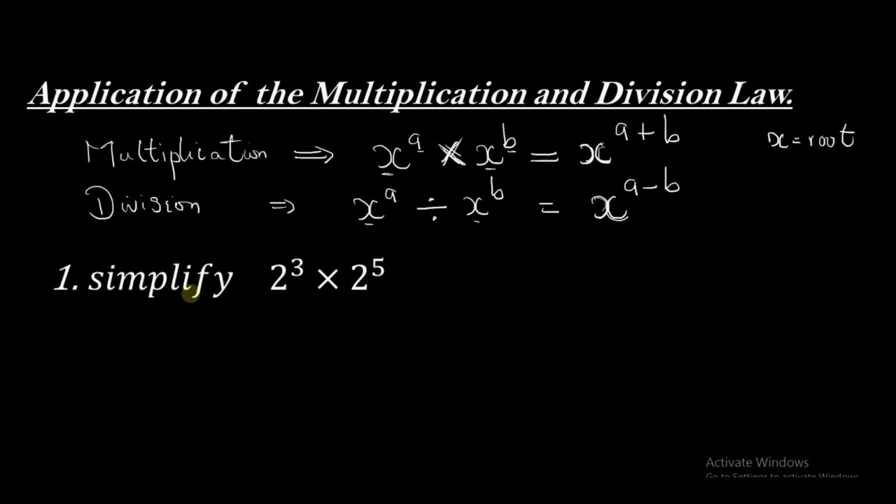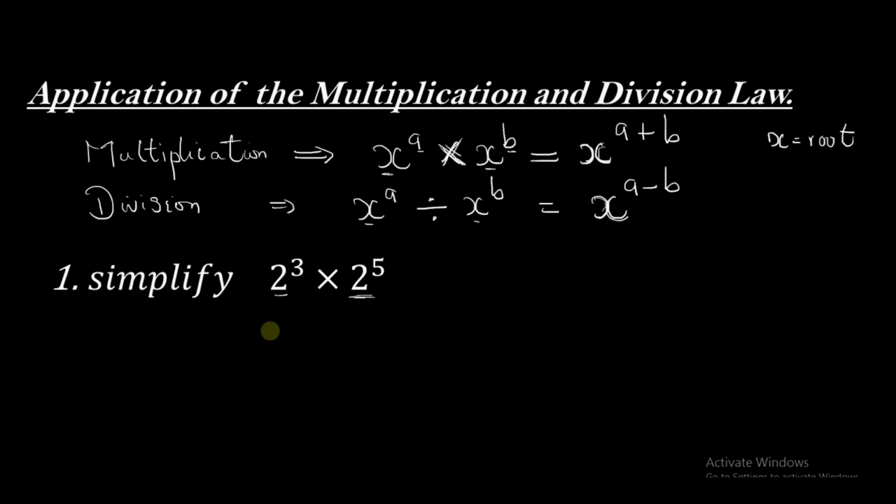Example 1 is: simplify 2 raised to the power 3 times 2 raised to the power 5. So what law are you going to apply here? Obviously, it is the multiplication law of indices. And why is it the multiplication law of indices? Because the root number in these indices is 2, and they are separated by multiplication. So you will apply the multiplication law, which states that x raised to the power a times x raised to the power b is equal to x raised to the power a plus b.